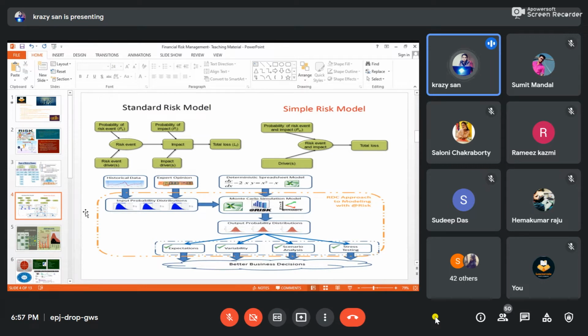So it is very important that you evaluate it, whether you follow the simple or the standard model for your business organization. Till here, any confusion, guys?